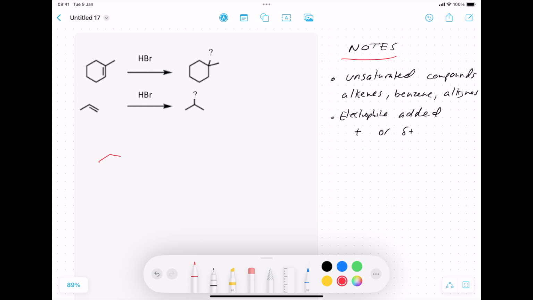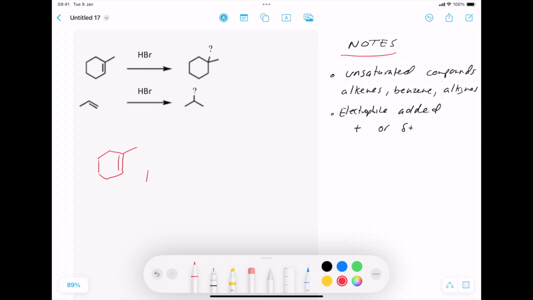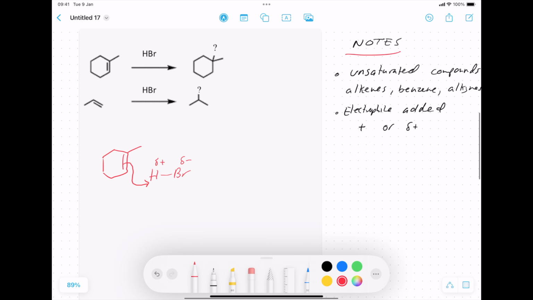So we have the double bond and then hydrogen bromide. This is an easy one because the dipole is pretty straightforward. It's delta positive on the hydrogen and delta negative on the bromine. The reason why is because bromine is more electronegative than hydrogen. So just like I said, the direction of the arrow must flow from an electron source, something that's electron rich, to something that's electron poor. So the double bond attacks the hydrogen and that causes the HBr bond to break.